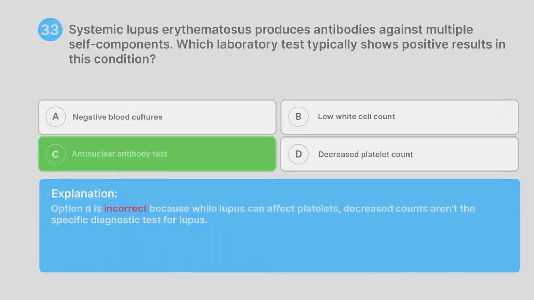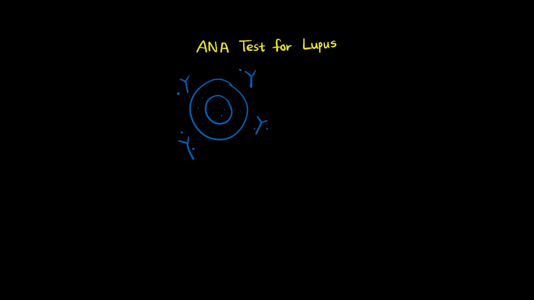The anti-nuclear antibody test, or ANA, serves as a crucial detective tool for diagnosing lupus. This test looks for antibodies that target the nucleus, the command center of your cells. In healthy people, the immune system ignores the nucleus, recognizing it as self. But in lupus, the immune system creates antibodies against nuclear components like DNA and histones.